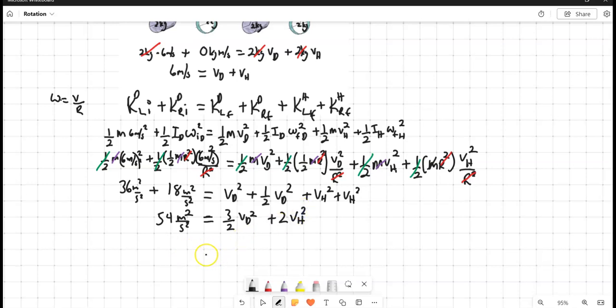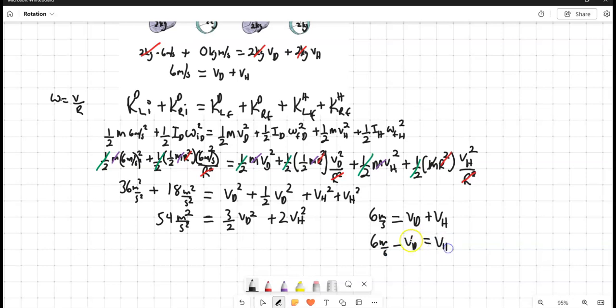All right. What I think I'm going to do is I'm going to take this equation up here, and I think it'll be easiest if I solve this equation right here and solve it for VH and then substitute it into here. That way we could get rid of the VH variable. Here's what I'm talking about. So 6 meters per second equals VD plus VH. So I'm going to take that VD and subtract it onto the other side.